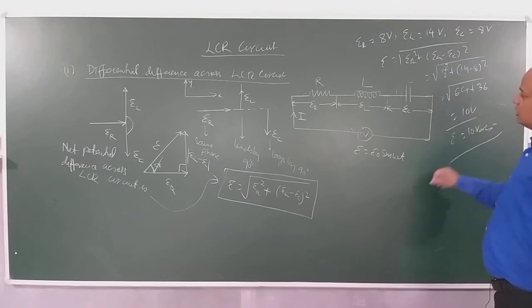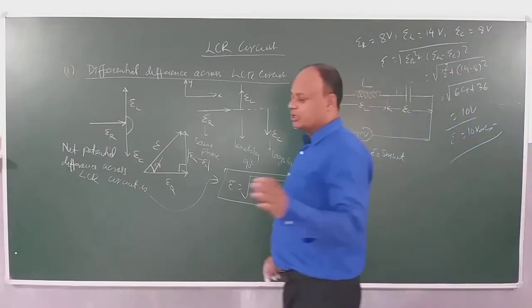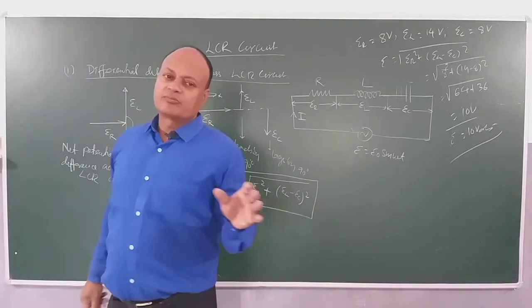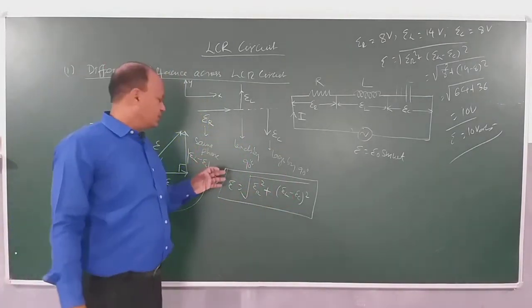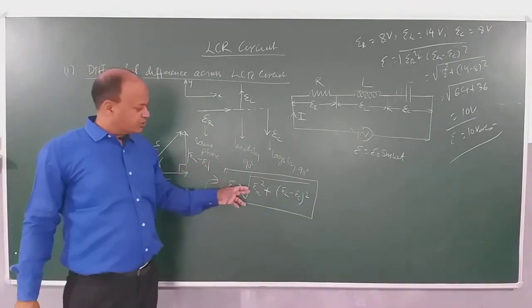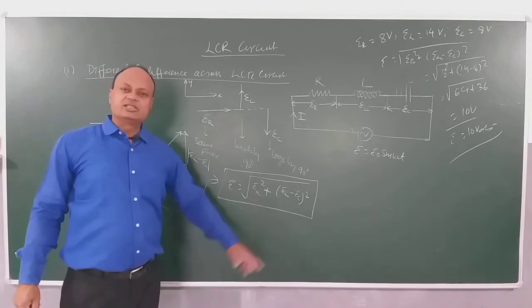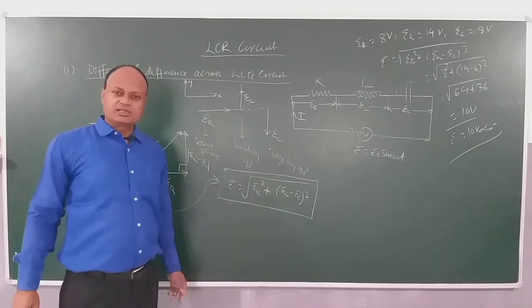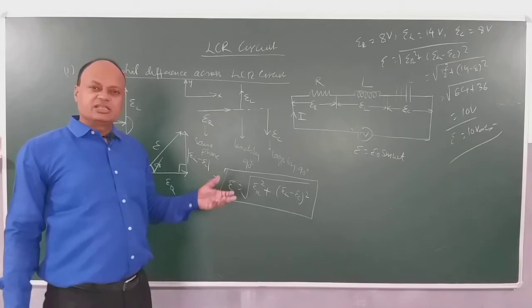So how much potential difference do you have, children? 10 volts. So you have to bear in mind that when I want to calculate the potential difference across the LCR circuit as a whole, this is the formula I will be using, ER square plus EL minus EC whole square, right? Now this becomes very interesting for us.